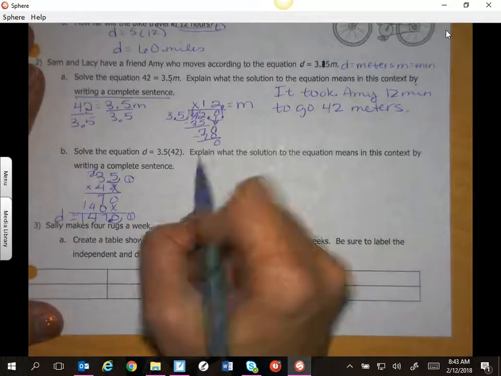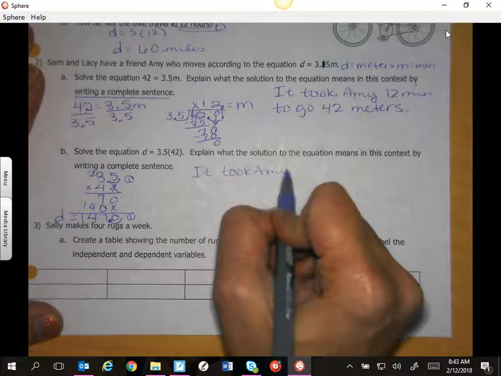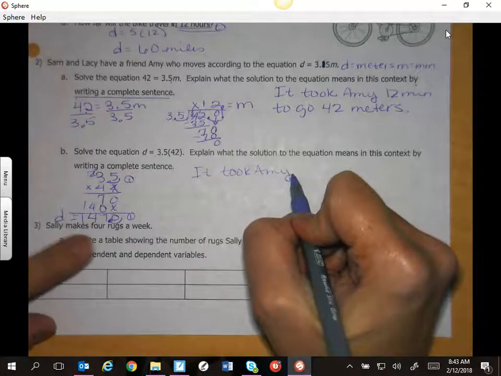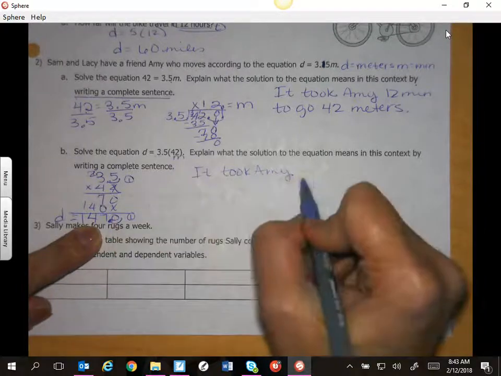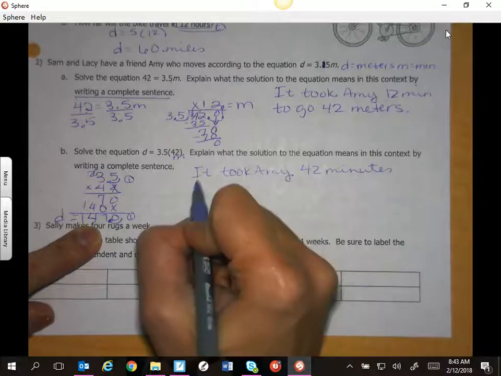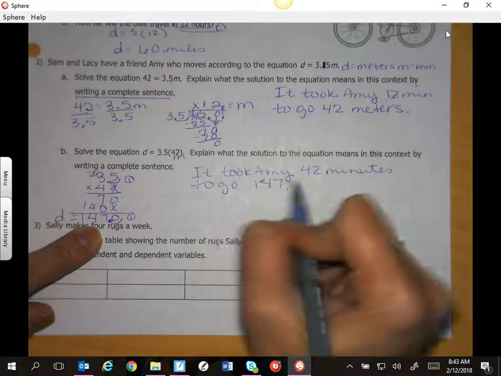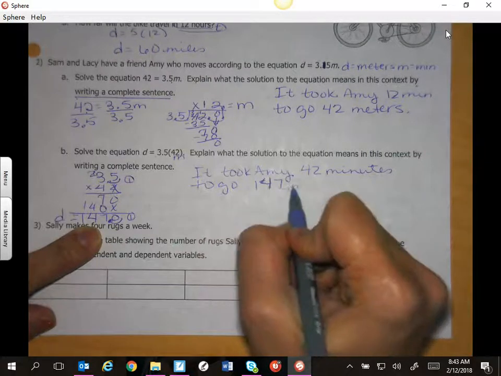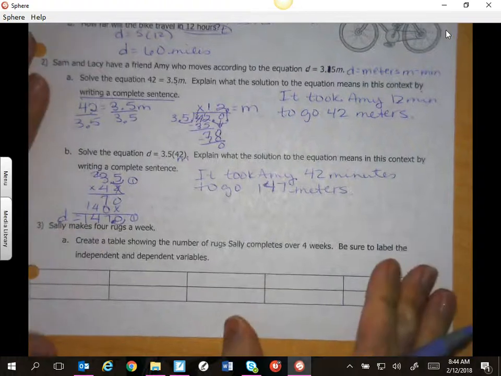So we can say it took Amy, because that's who we're talking about. This was your M, right? 42 minutes to go 147 meters. Or miles, whatever unit you used for distance.